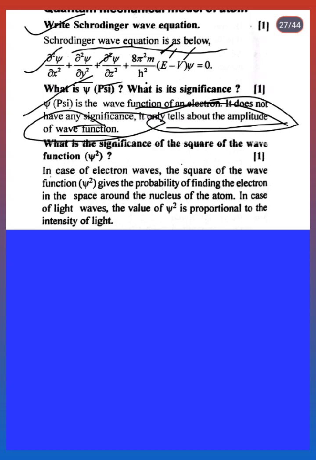Now what is the significance of the square of the wave function? In case of the electron wave, the square of the wave function, psi square, gives the probability of finding the electron in the space around the nucleus of an atom. In case of light waves, psi square is proportional to the intensity.